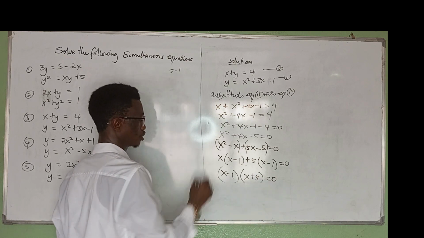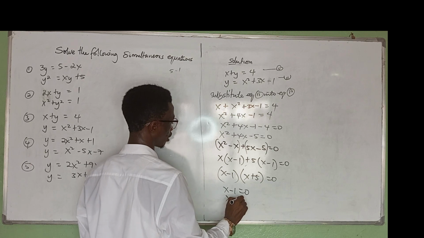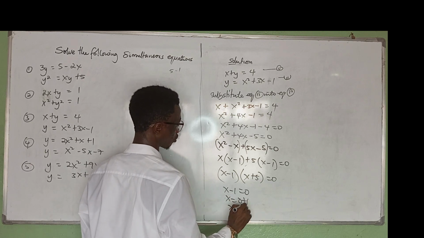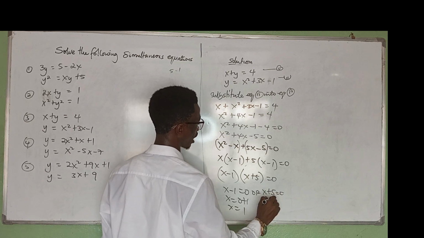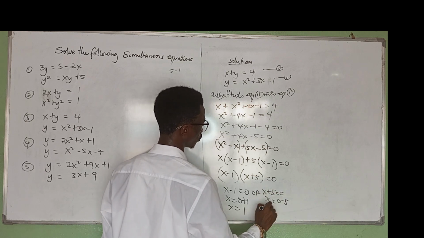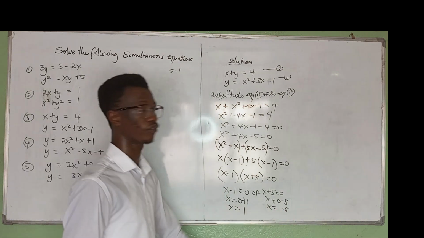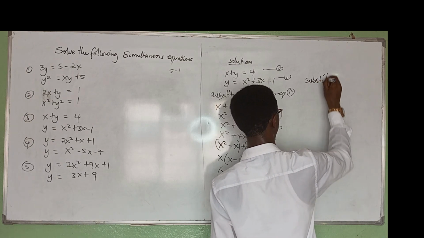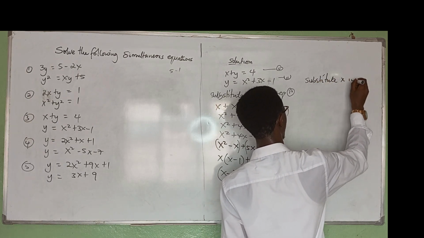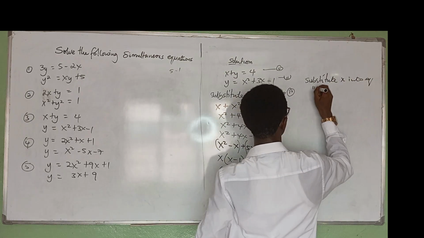Everything equals 0. So if we solve for this, x minus 1 equals 0, so x equals 0 plus 1. So x equals 1, or x plus 5 equals 0, so x equals 0 minus 5. So x is going to be minus 5. So now we have solved for one variable. So substitute x into equation 2.